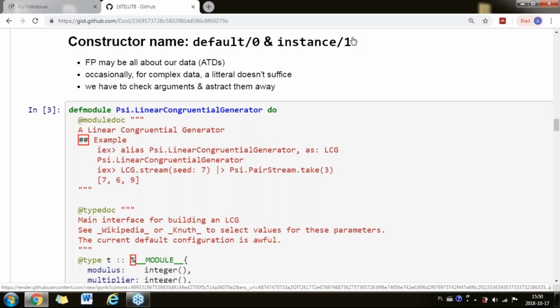So on a related note, occasionally for complex data, using a struct literal, for example, or a simpler value, a list, a tuple, whatever, simply doesn't suffice, right? We have to do certain checks on bounds for integers, for example, or the existence of a file, or just a check on the value itself, and then abstract away whatever it is that we need to do with those arguments. And so using a literal sometimes just doesn't suffice. What we really want is a function to help us build that value, or we want to be able to say, give me a default that's sensible. And so some helpful constructor names might be simply default of arity 0 or instance of arity 1, and then you can pass in whatever data you need through instance 1 to construct a value.